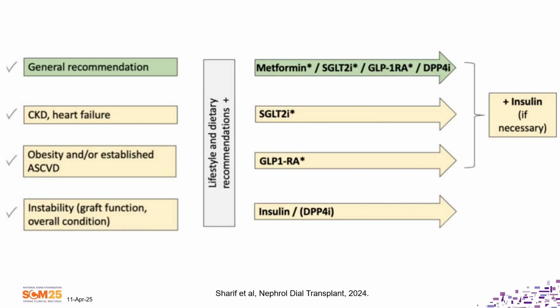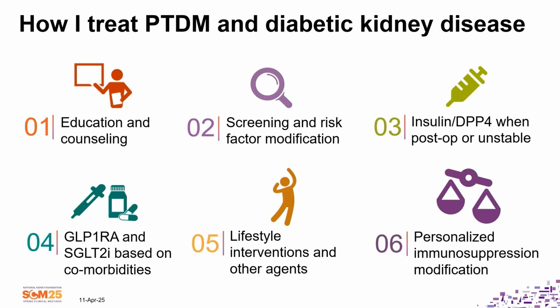And if there is instability, so graft function is unstable, there's an AKI, graft function is suboptimal, the patient's overall condition is suboptimal, or they're immediately post-transplant, insulin. And then adding insulin to all these regimens when necessary is obviously a next step. And what I forgot, and is important to note, is that everybody should have lifestyle and dietary recommendations.